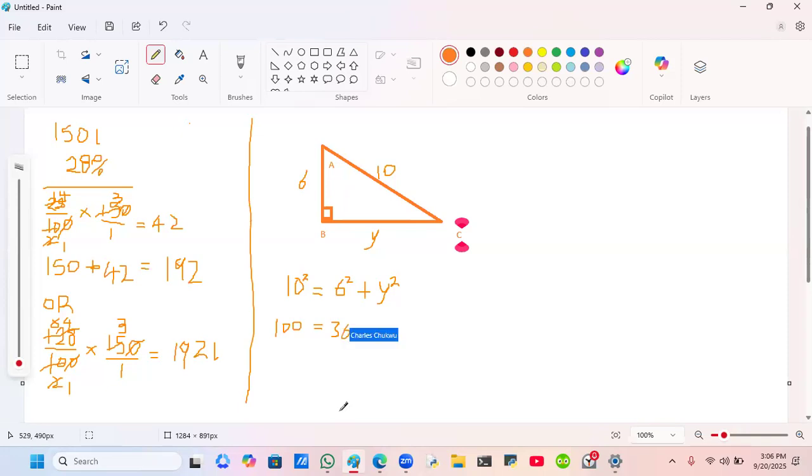So what are we going to do to both sides to find y? I said multiply both sides. I mean divide both sides.